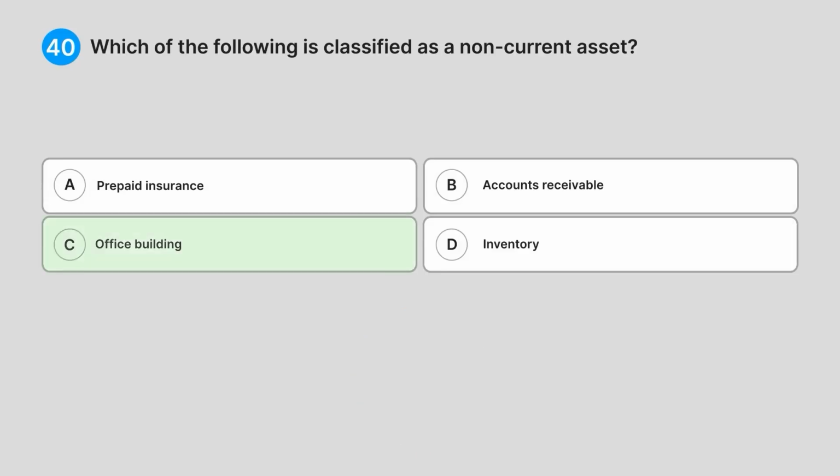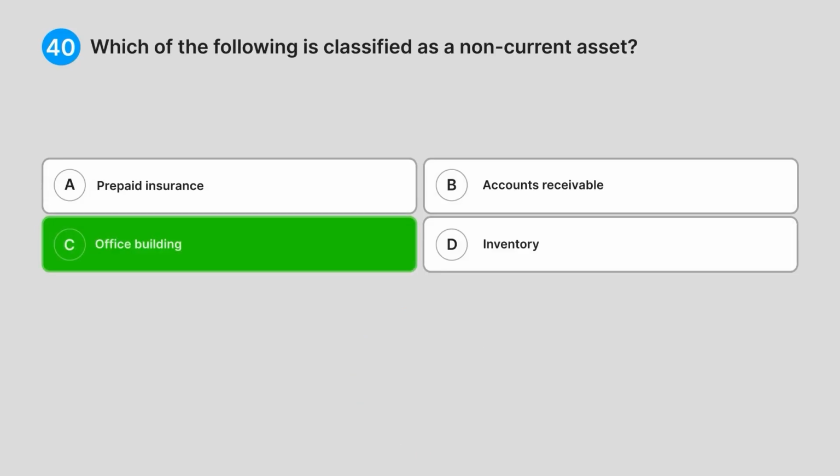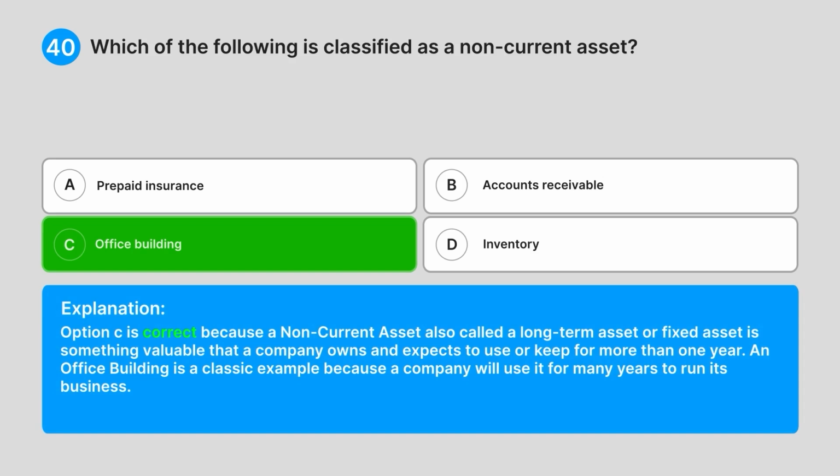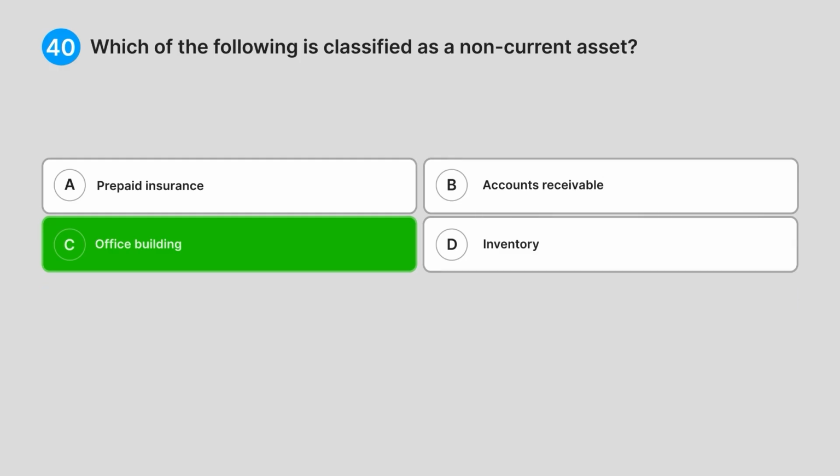Correct answer: C. Office building. Explanation: option C is correct because a non-current asset, also called a long-term asset or fixed asset, is something valuable that a company owns and expects to use or keep for more than 1 year. An office building is a classic example because a company will use it for many years to run its business.